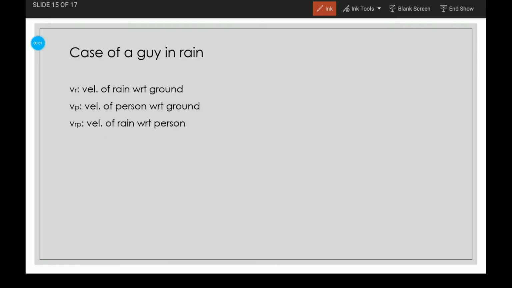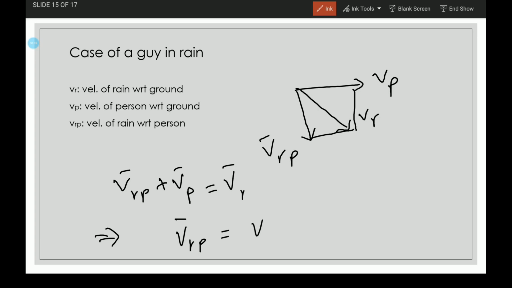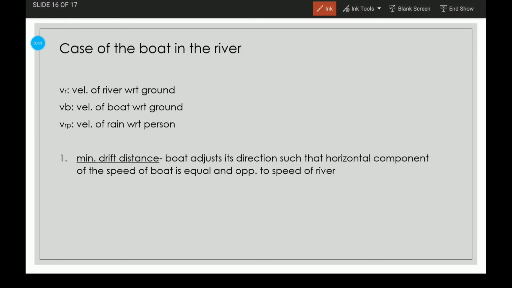Let us take the case of a guy in rain. Let this be VR, that is the velocity of rain with respect to ground. Let this be the velocity of the person with respect to ground. And therefore, the velocity of rain as seen by the person is this. Vectorially we can see that VRP plus VP is nothing but VR. Therefore, we arrive at our conclusion that VRP, or the velocity of rain with respect to the person, is equal to VR minus VP.